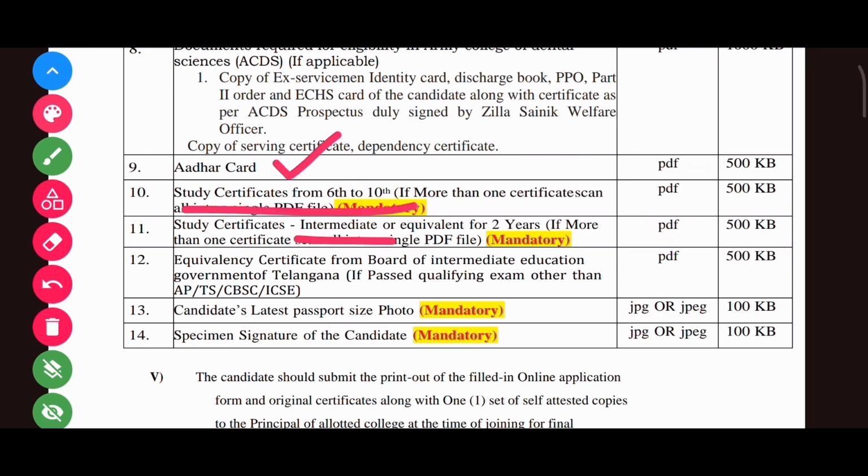Next is your intermediate study certificate, that is your 12th study certificate. Now next is equivalency certificate. Equivalency certificate is something of Telangana government or the Telangana board. So most of us don't have it. You have to get this. You can apply for equivalency certificate and after registration you will get an acknowledgement letter, and after 1 or 2 weeks you will receive your equivalency certificate. You have to keep that PDF safe and also get it printed.